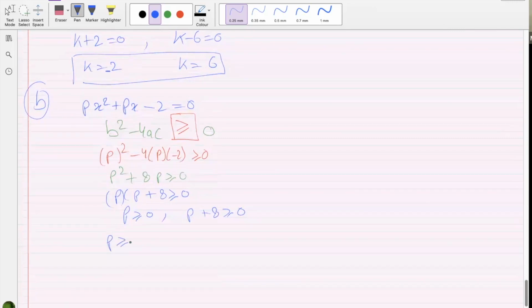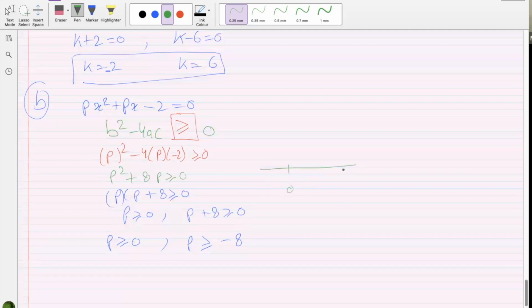So one is P is greater than 0, the other is P is greater than or equal to minus 8. This is not the final answer. We always have to check if it justifies or not. There are two ways we can do this. Draw this line. Coefficient of x square is P, which is 0 in one case and minus 8 in the other. So 0, minus 8. We have these two values.